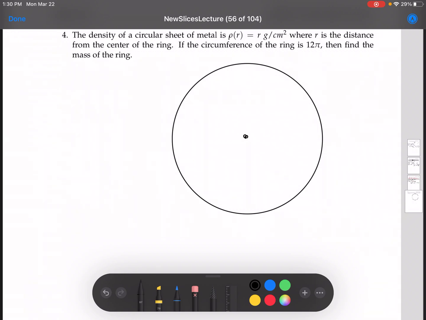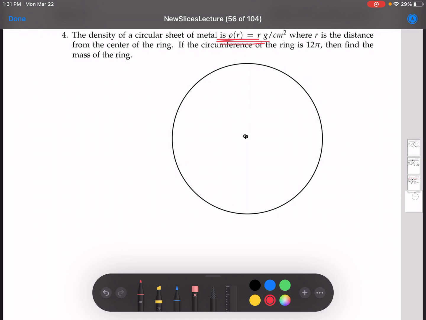Here we have a circular sheet of metal whose density is rho of r equals r, grams per centimeter squared. And we know the circumference of the ring is 12 pi, and we're supposed to find the mass of the ring. So first, let's think about what this means: rho of r equals r.